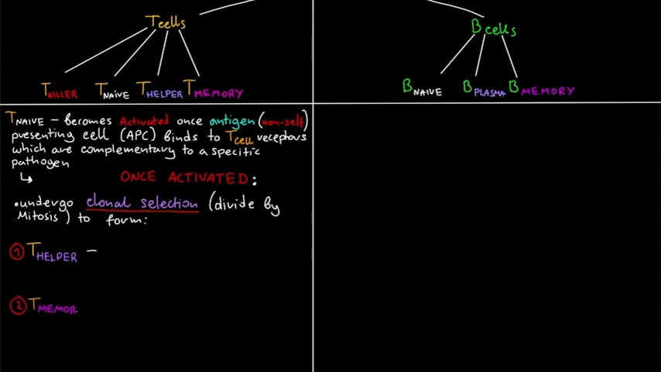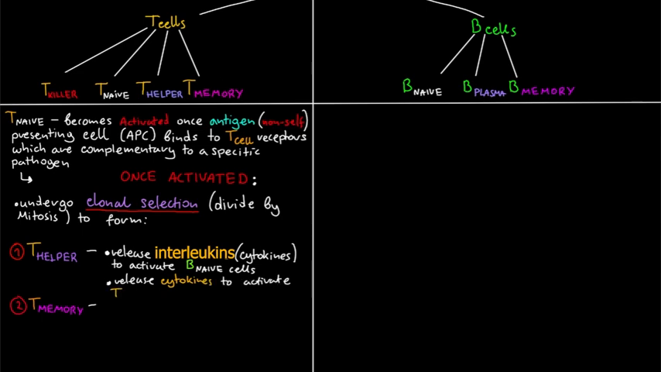T helper cells, or T effector as we said, will release interleukins, a type of cytokines, to activate B naive cells. They also will release cytokines to activate T killer cells. So it will release interleukins during humoral response to activate B naive cells, and it will release cytokines to activate T killer cells during cell-mediated response.